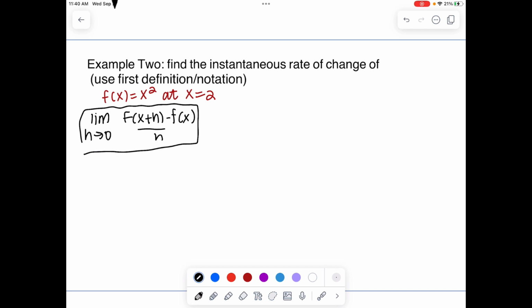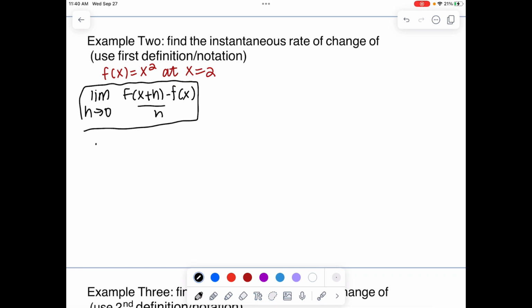So what we can go ahead and do in this formula is, because we know that x is going to equal 2, we can go through and replace our x values with 2, because that is where we're trying to find the instantaneous rate of change. That's where we're trying to find the slope of the tangent line. All of those phrases can be intertwined because they mean the same thing.